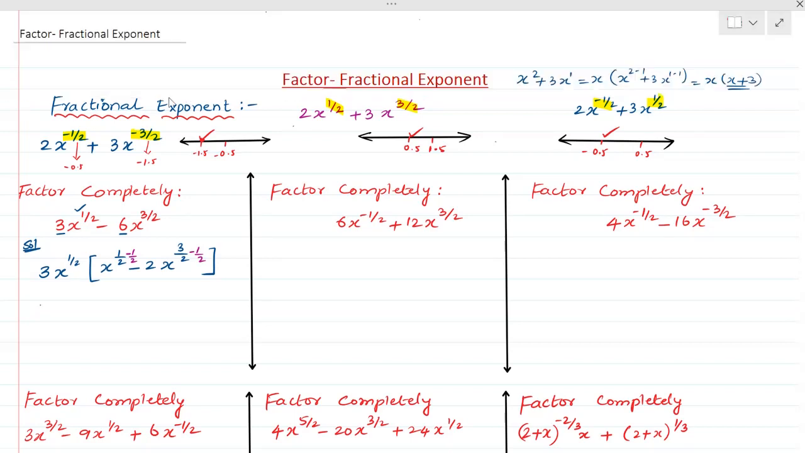Now what is the simplification? 3x to the power 1 over 2. Here 1 minus 1 is 0, and any power 0 is 1. Minus 2 times, so 3 minus 2, which is 2, over 2, which is x to the power 2. So x to the power 2 cannot be simplified further. You can leave it up to this.